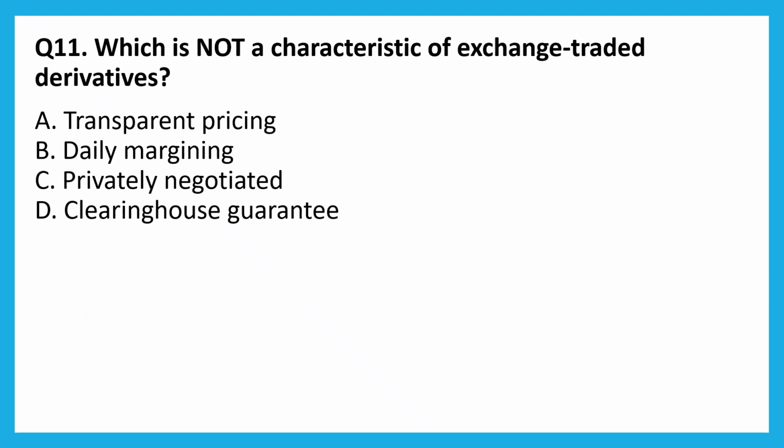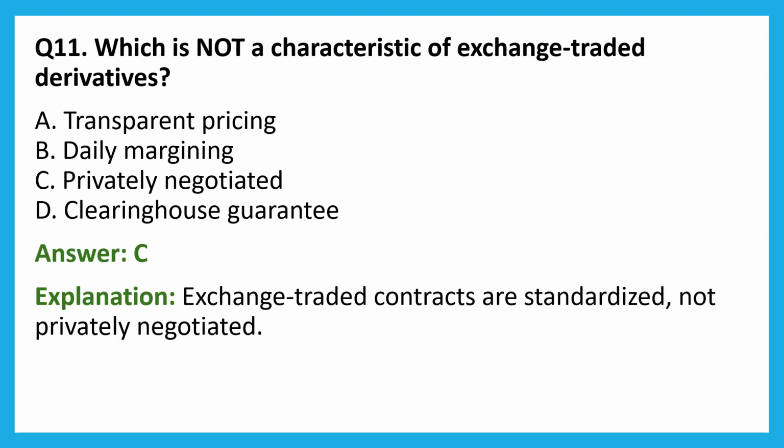Next question. Which of the following is not a characteristic of exchange traded derivatives? Option A transparent pricing, option B daily margining, option C privately negotiated and option D clearinghouse guarantee. Correct answer is option C privately negotiated. Exchange traded contracts are standardized, not privately negotiated.